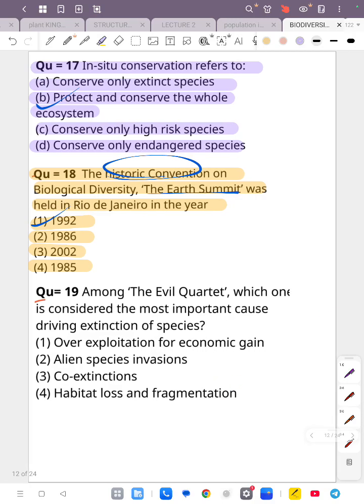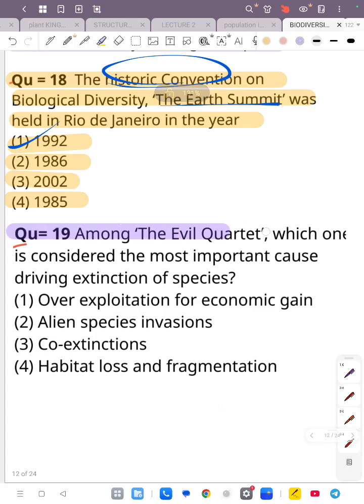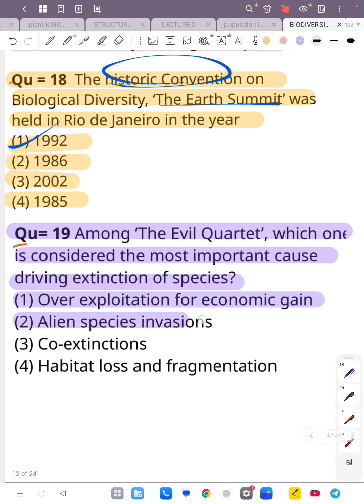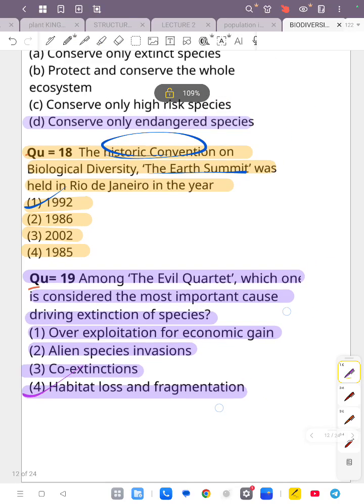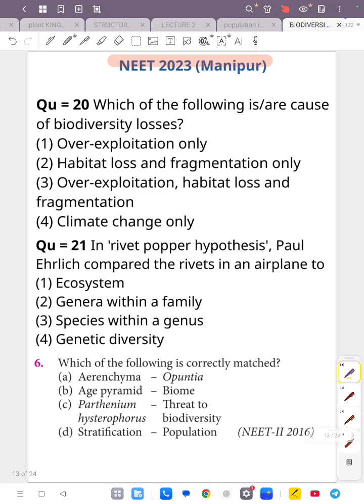All right. So, question number 19 says, among the evil quartet, which one is considered the most important cause driving extinction of species? Now, as you can see, this has been asked multiple times in different ways. Option one, overexploitation for economic gains. Option two, alien species invasions. Option three, co-extinctions. Or option four, habitat loss and fragmentation. As we're aware, the correct answer would be option four, habitat loss and fragmentation. All right, moving on to the next question.